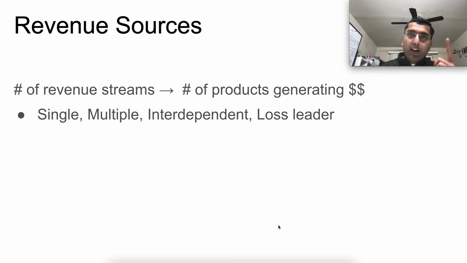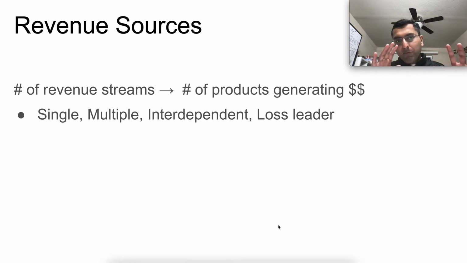So that could be one product that's really big, that has a big impact, and that's the only product that you have. So you have a single revenue stream. You could have multiple products, multiple revenue streams. You could have interdependent products. You could have a loss leader product, wherein you have a product that is being sold at a loss, but then overall the follow-up products that are sold are at a much higher margin. So like a printer could be sold at a loss, but the cartridges could be sold at much higher charges. So you could have a loss leader.